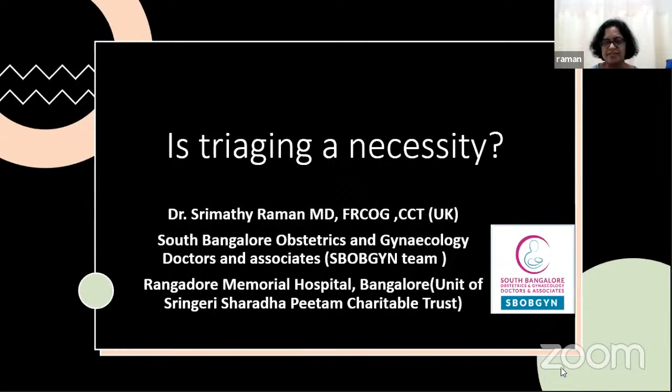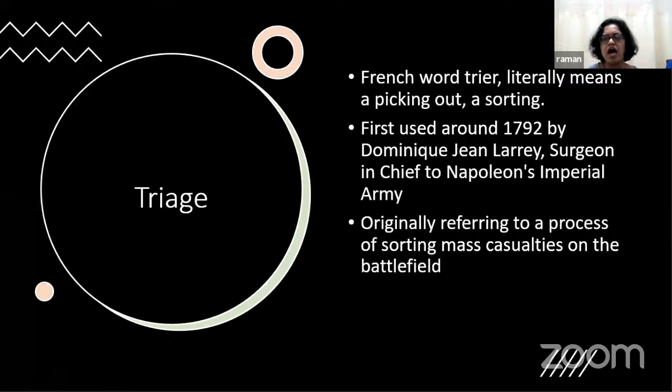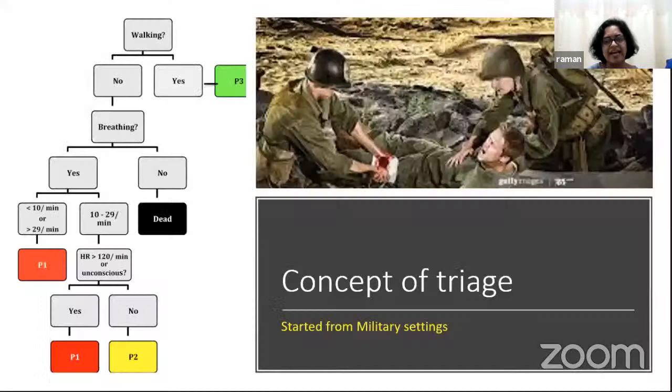So basically, what is triage? This comes from the French word triage, which literally means a picking out or a sorting. It was first used way back in Napoleon's time, in 1792, by the Surgeon in Chief. The whole concept of triage is that you sort mass casualties on the battlefield. It all started from military settings so that they can plan who needs to be looked after first.